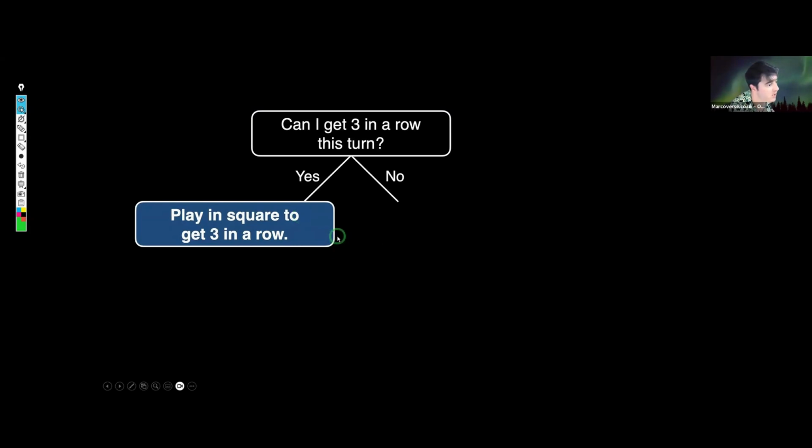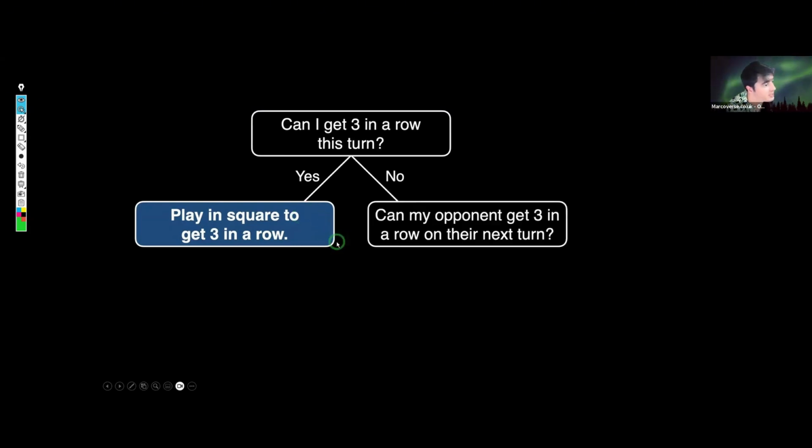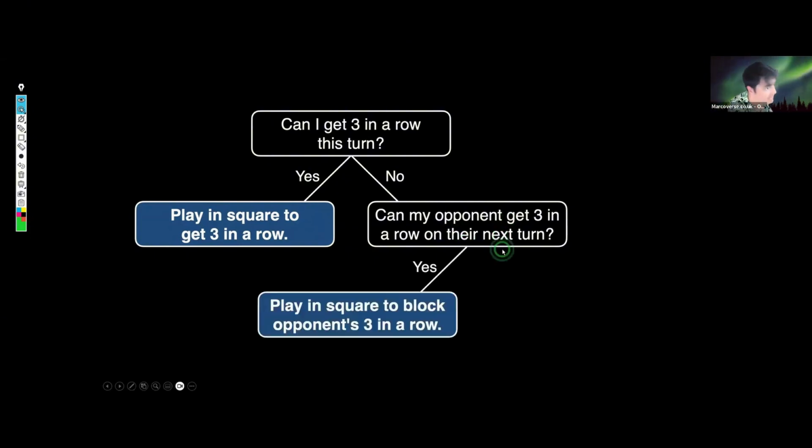But if you can't get three in a row this turn, which might be more often the case, then you should ask yourself another question, represented here in black: can my opponent get three in a row their next turn? Because if your opponent is about to be able to do that, you better preempt this by moving into that position, playing in that square so that you can block the opponent's three in a row.